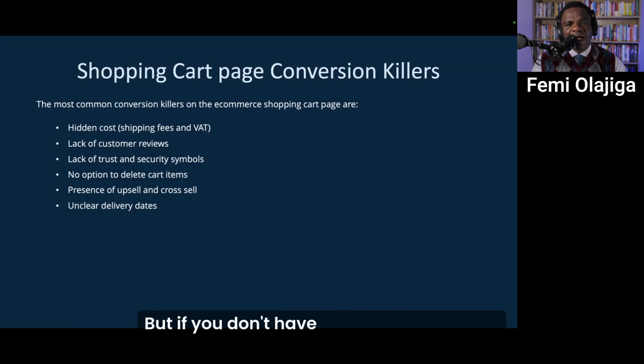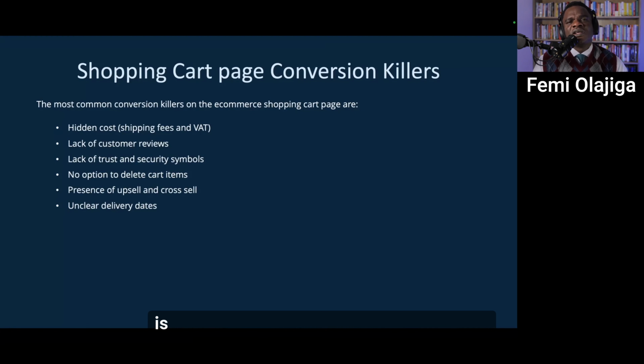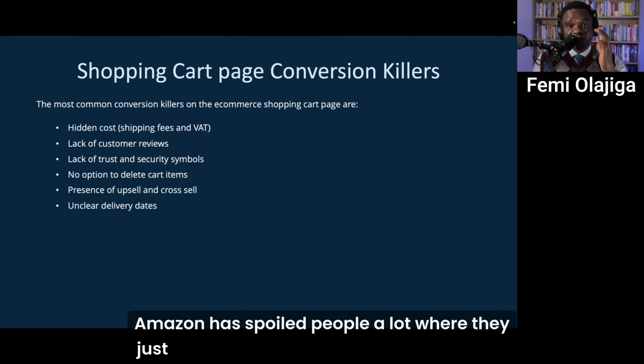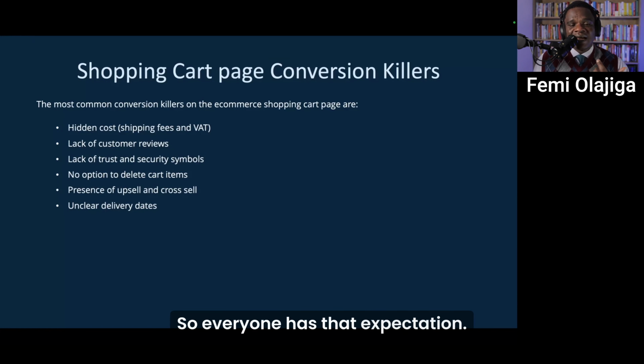But if you don't have a clear delivery date, some people might not be sure how long it is going to take for it to be delivered. Amazon has spoiled people a lot, where they just feel things can be delivered as quick as possible. So everyone has that expectation.